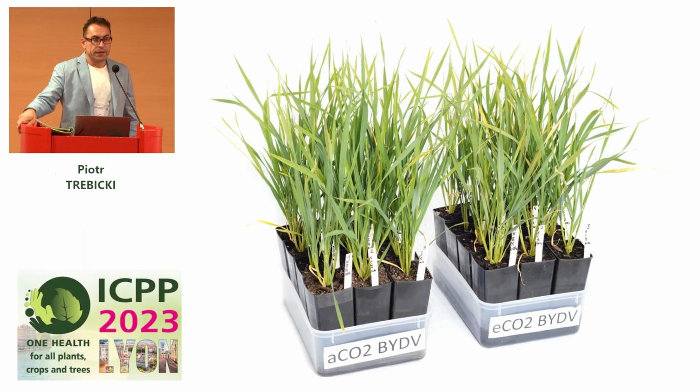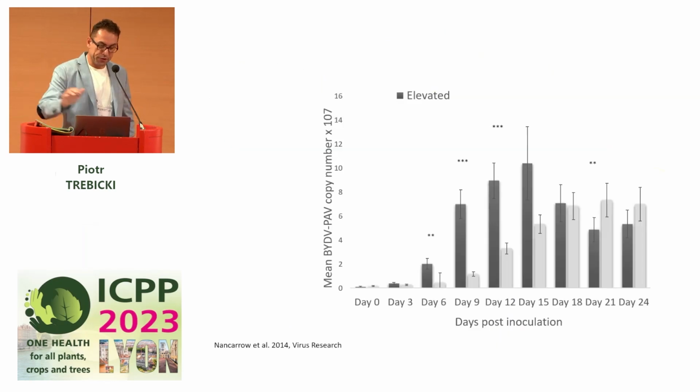So the other part is the viruses and how viruses respond. When I first started doing research on elevated CO2 and viruses, it was quite apparent that the symptoms were much more obvious and much earlier. And we've done a few experiments. This one is looking at temperature. So we grew plants under higher temperature and ambient temperature, and we noticed that there was greater virus titer in plants under elevated CO2.